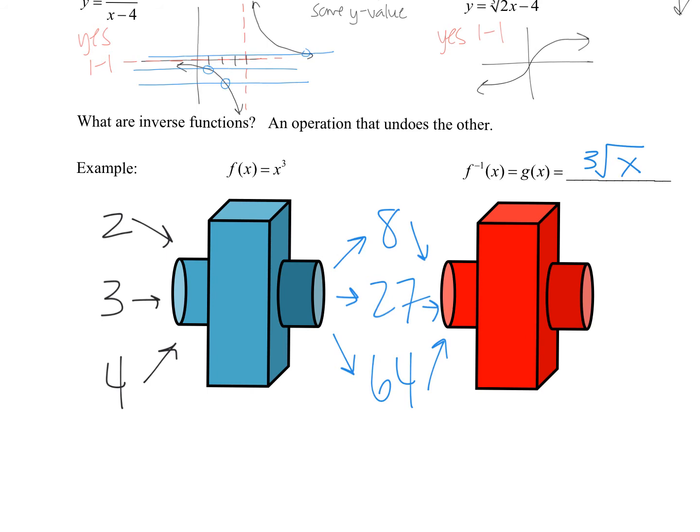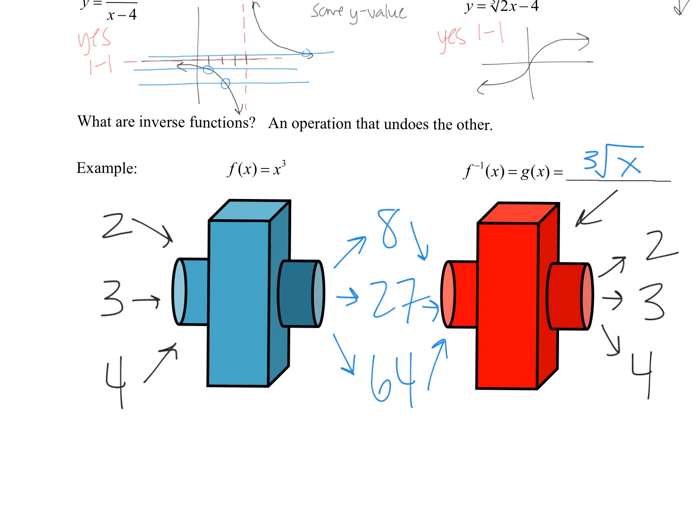So let's pretend this cube root is this machine. When I take 8 and cube root it, the number that comes out is 2. And that's what I wanted, because I undid the work here. I just undid everything. Here's another one. When I take 27 and cube root it, I get 3. And when I take 64 and cube root it, I get 4.